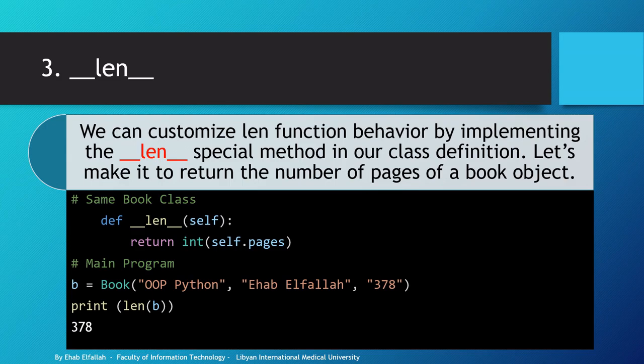For example, with the same class before, the class book, we can create a special method called len, and this len will return to us the number of pages. So after I create the book and I print the length of this object that we created, B, from book, it will return the number of pages, 378. So this is the third special method.